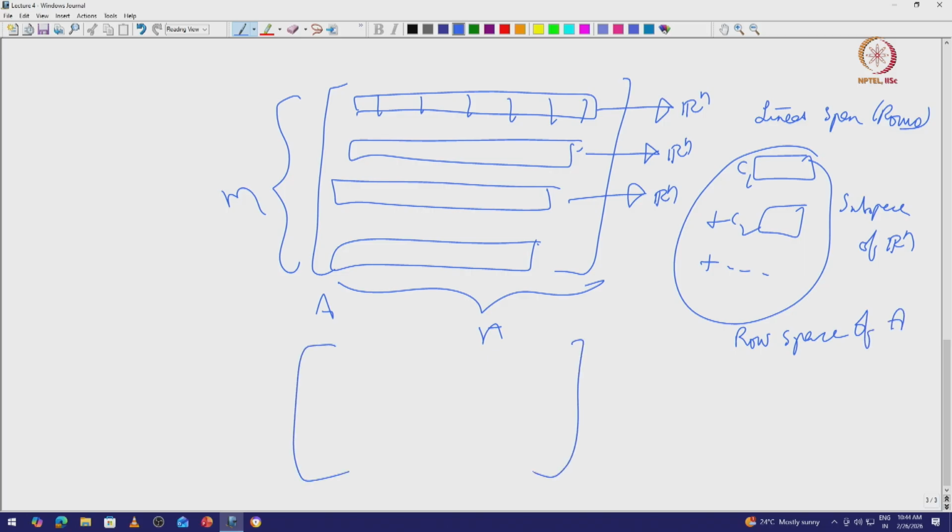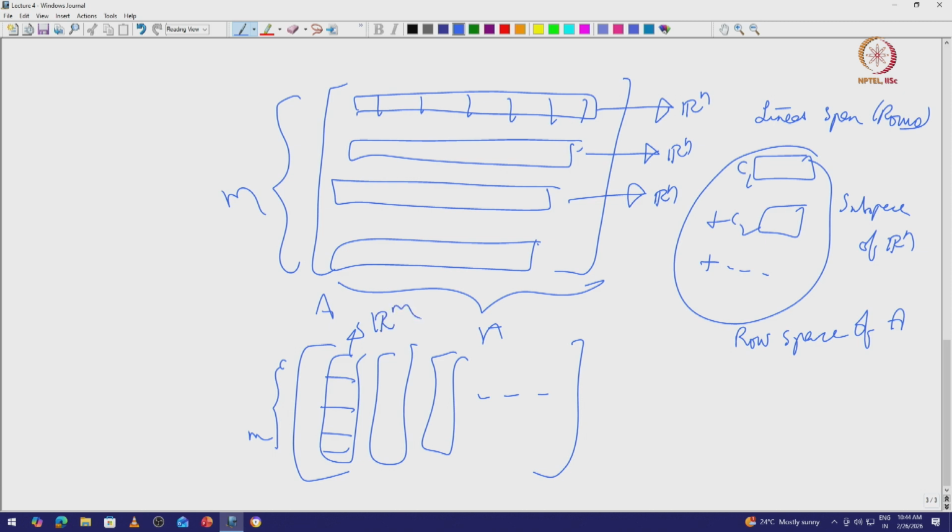Likewise, you can also take the columns. How many entries are there? There are m entries in each column. And there are n of these, so these are all vectors in Rm. And likewise, you can take the span of all these columns and you get the so-called column space of A, which is in a different vector space. In Rm, this is in Rn.